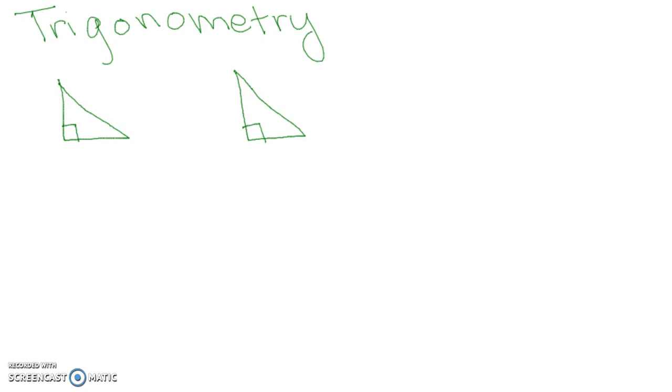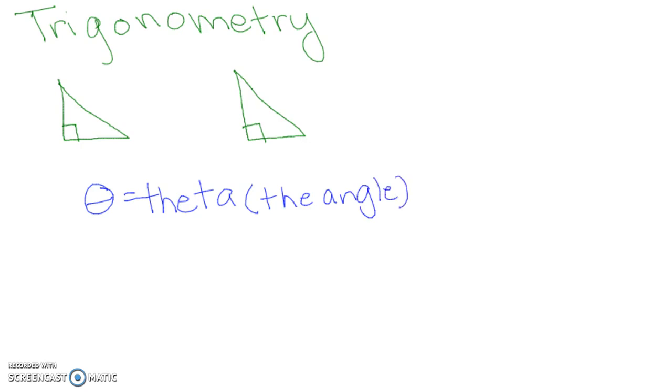It's called theta. And theta is the Greek letter with a circle with a line through it, and it means the angle. Okay, we're going to be using theta throughout our trigonometry unit, and all it means is that it's the angle. Now, when I have a right triangle, I need to be able to identify the sides.